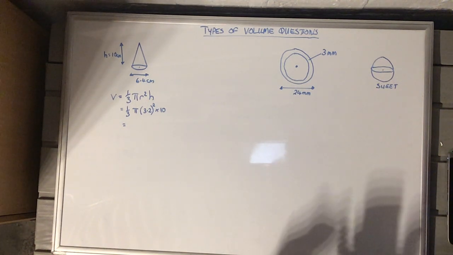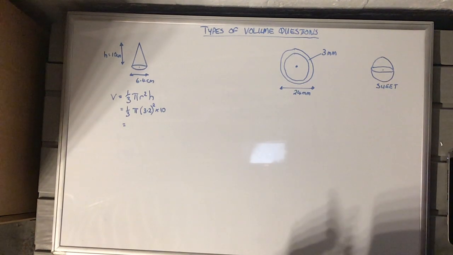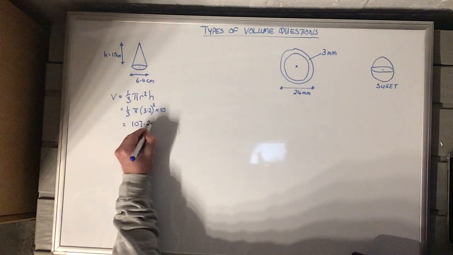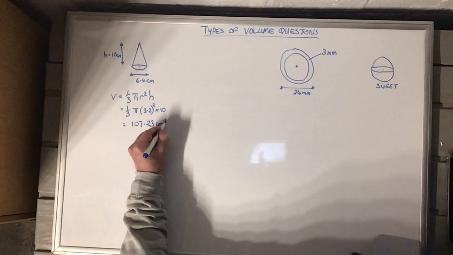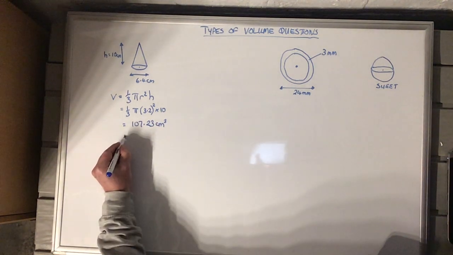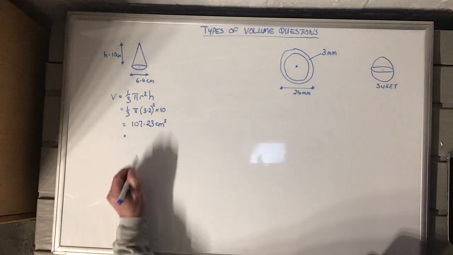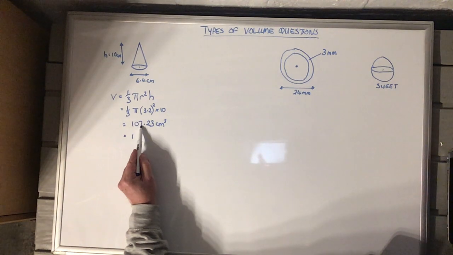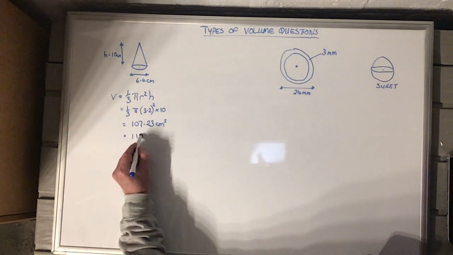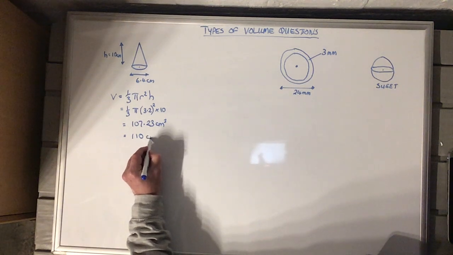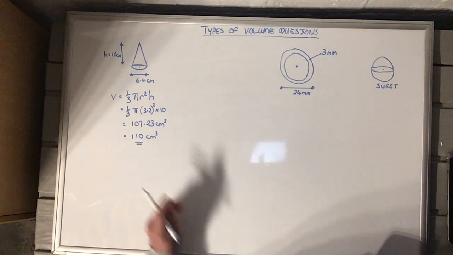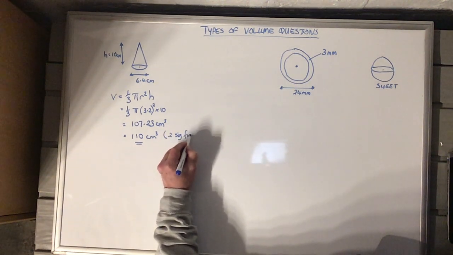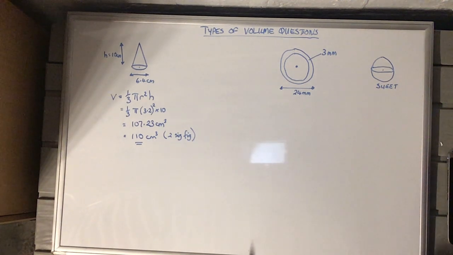According to my calculations, that comes to 107.23 to 2 decimal places, and that'll be cubic centimetres. Now in the question it says to two significant figures. The first significant figure is 1, the second one's 0, but there's a 7 beside it, so that changes the 1 to... so 110, we don't need the decimal part of it, cubic centimetres. So to two significant figures, the answer is 110 cubic centimetres, and that's it.